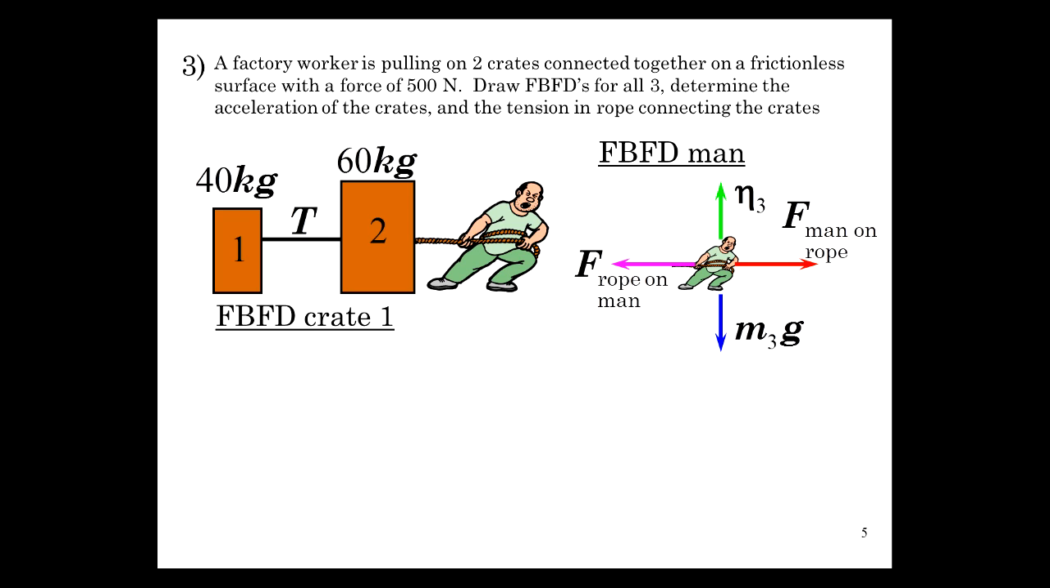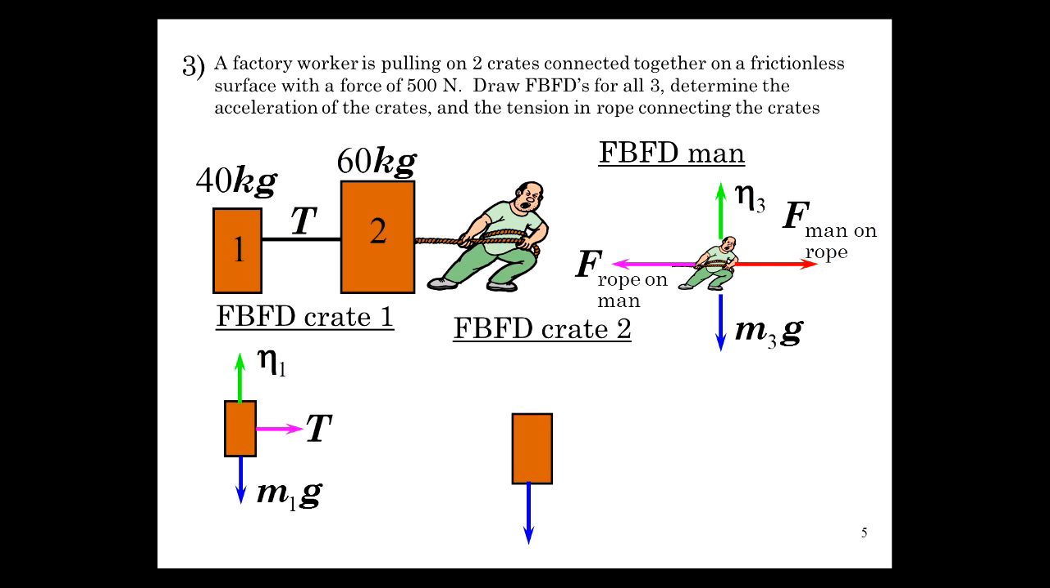Now let's do the FBFD for the crate. First crate, we have the weight and we have the normal force, equal and opposite, plus the tension of the rope. The rope is pulling on the crate to the right. Crate number 2, we have the weight, we have the normal force, and the tension pulling to the left.